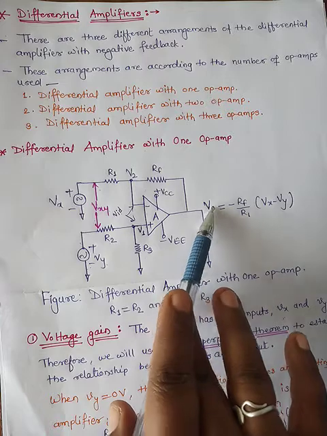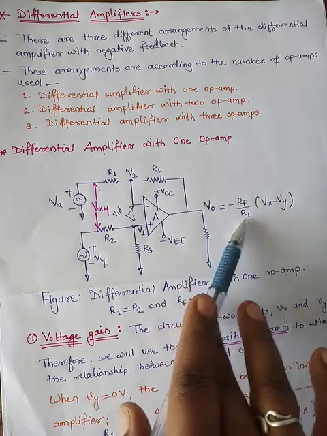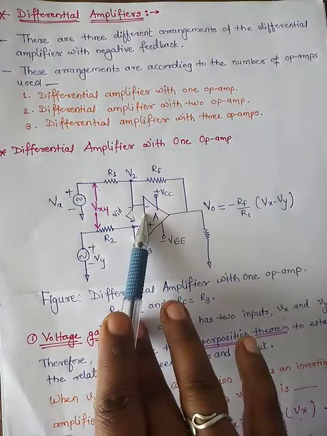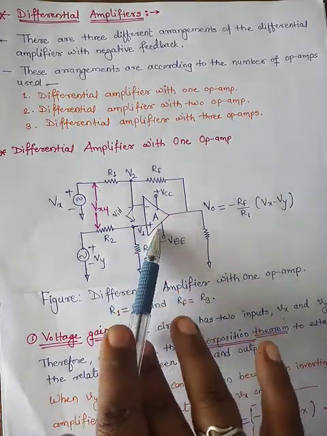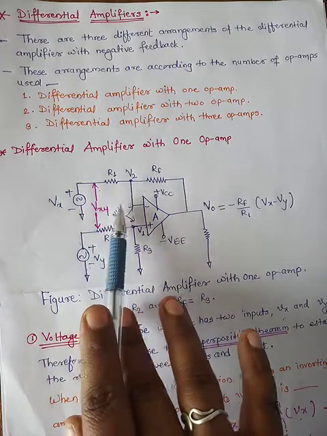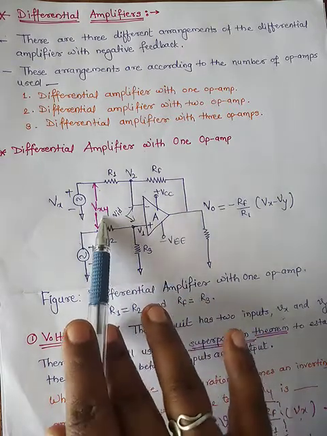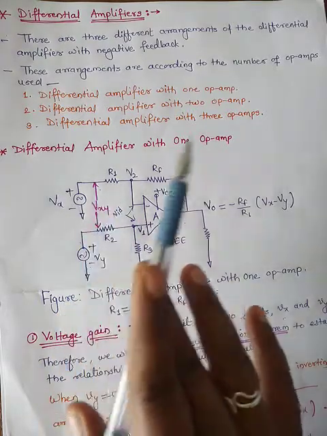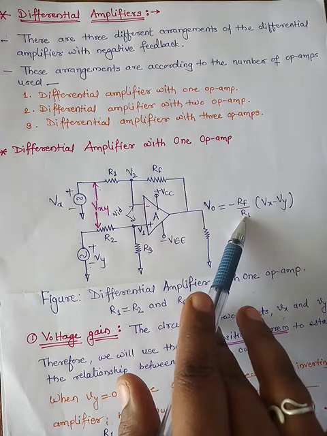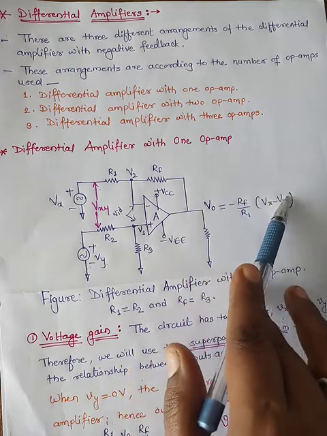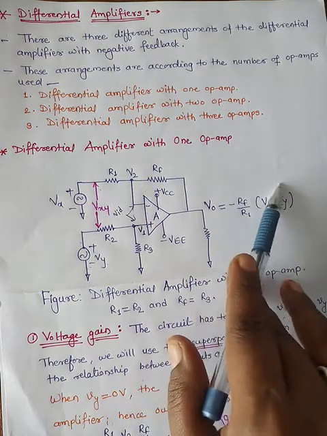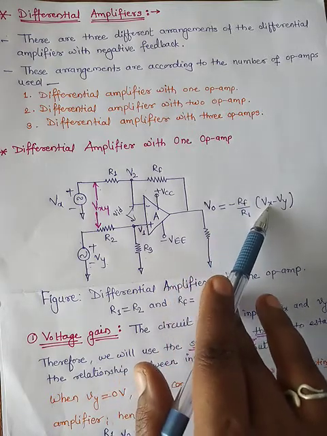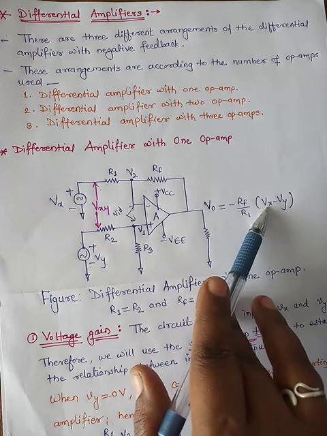So output voltage V0 is equal to minus Rf by R1 into bracket Vx minus Vy. Here we have to note that the operational amplifier never amplifies the individual signal sources. It will first find the difference between the inputs, and then this difference will get amplified by a gain factor AF. The difference is Vx minus Vy, and this difference gets amplified by a factor Rf by R1, not the individual signals amplified and then added.